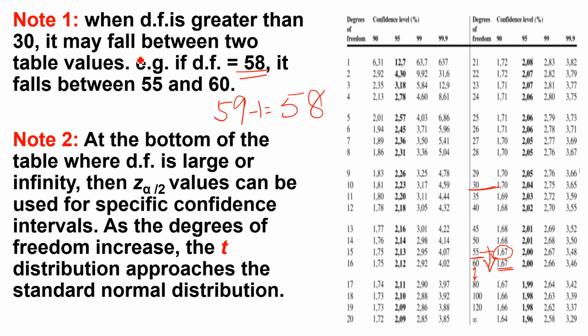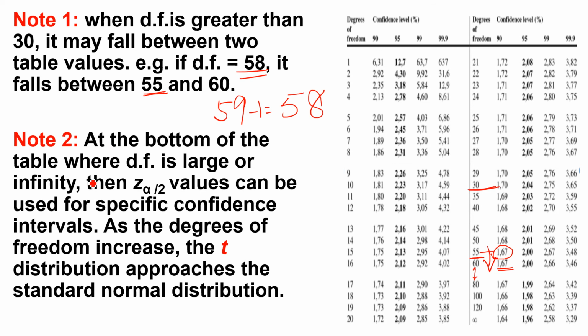So the same thing is written here. When the degrees of freedom is greater than 30, it may fall between two table values. Right, 58 falls between 55 and 60, but we have to see 55.